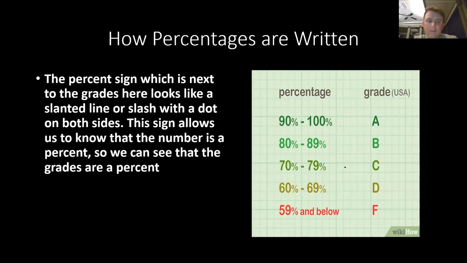Now we're going to learn how percentages are written. The percent sign, which is next to the grades here, looks like a slanted line or slash with a dot on both sides. So let me circle that for you. So I'll draw that out. A slash with dots on both sides. This sign allows us to know that the number is a percent. So we can see that the grades are a percent. And grades are something that we encounter all the time. We get homework grades, test grades, and those are all percentages. That's why they have the slash with a dot on top and a dot on bottom.